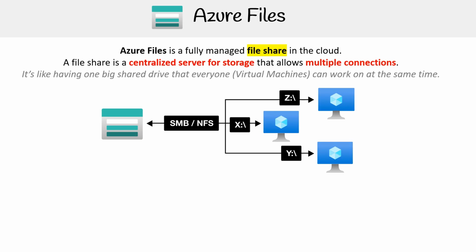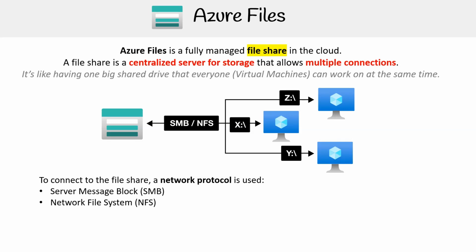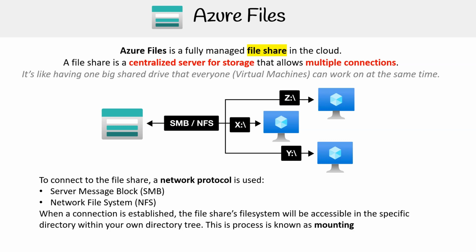Azure Files is a fully managed file share in the cloud. A file share is a centralized server for storage that allows multiple connections. It's like having one big shared drive that everyone, or in this example, multiple virtual machines, can work on at the same time. To connect to the file share, you can use network protocols like Server Message Block or Network File System. When a connection is established, the file share's file system will be accessible in the specific directory within your own directory tree. This process is known as mounting.